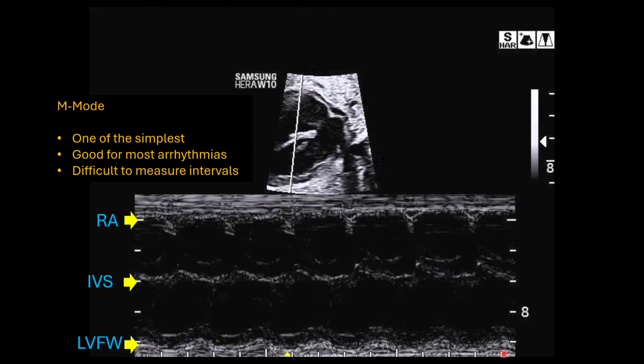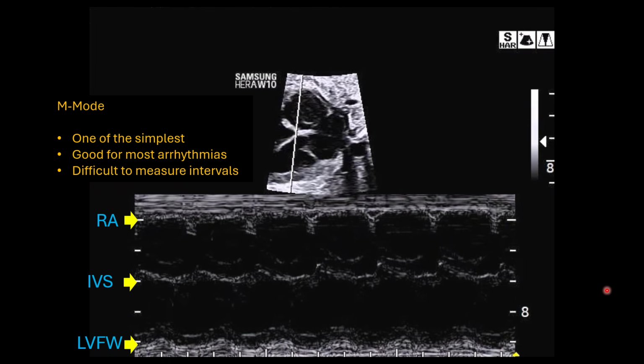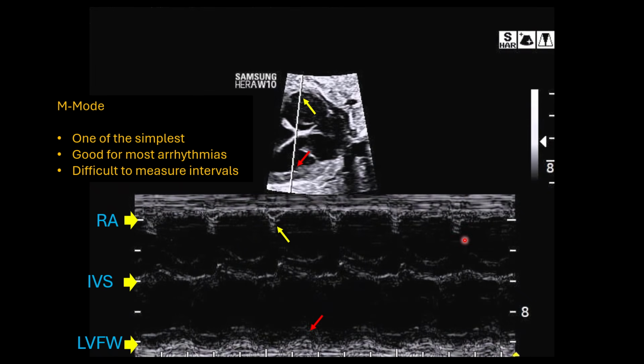The use of M mode is one of the simplest modalities to use evaluating the fetal heart rhythm, and you can see here we have transected the right atrium and the left ventricle. The right atrium is depicted by these waves on the top of the tracing, and you can clearly see where the yellow arrow is pointing. That is the atrial pulsation here, and then on the bottom, the left ventricular free wall is this red arrow here, and it's good for most arrhythmias.